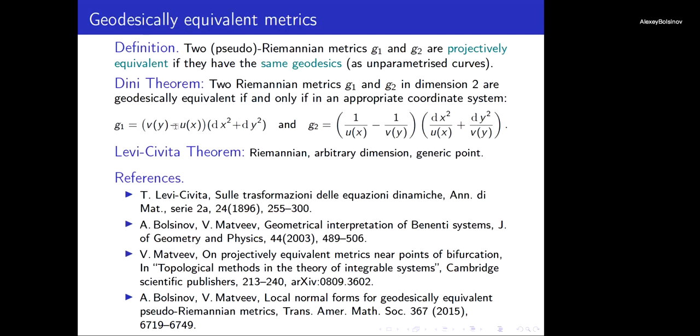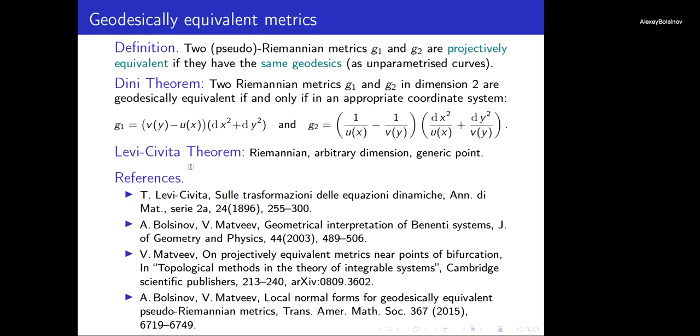the first metric takes this form. This is the so-called Liouville metric, and if you have a metric written in this way, it is called a Liouville metric. So this is G1, and G2 is related to G1 in this way, as shown. There is one more theorem.